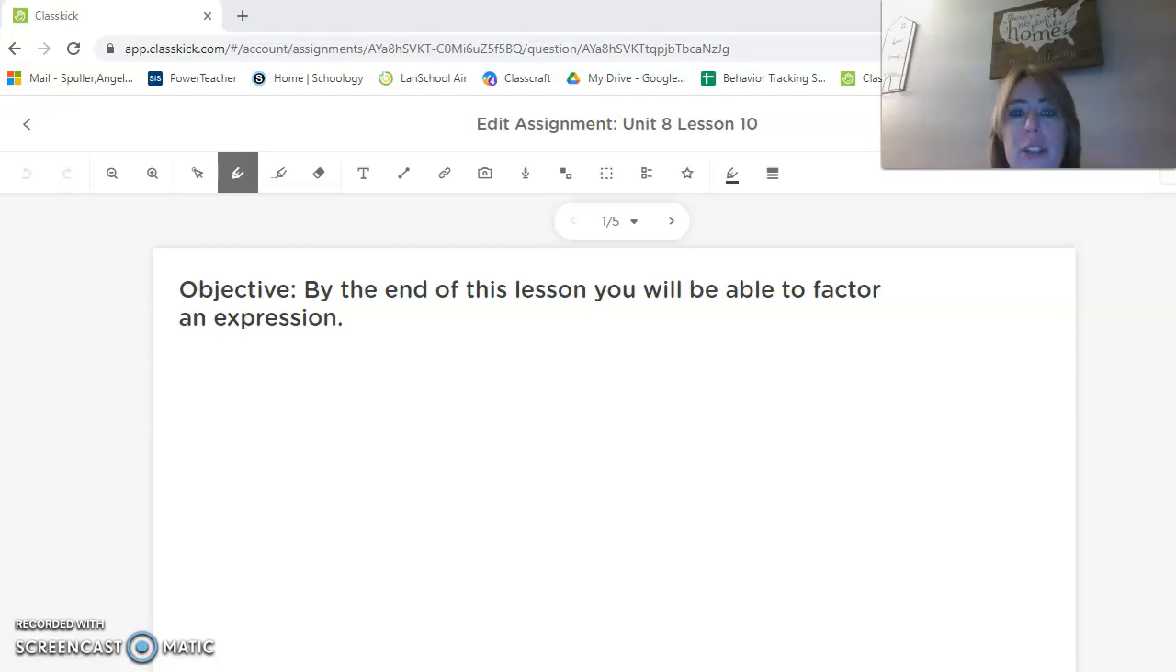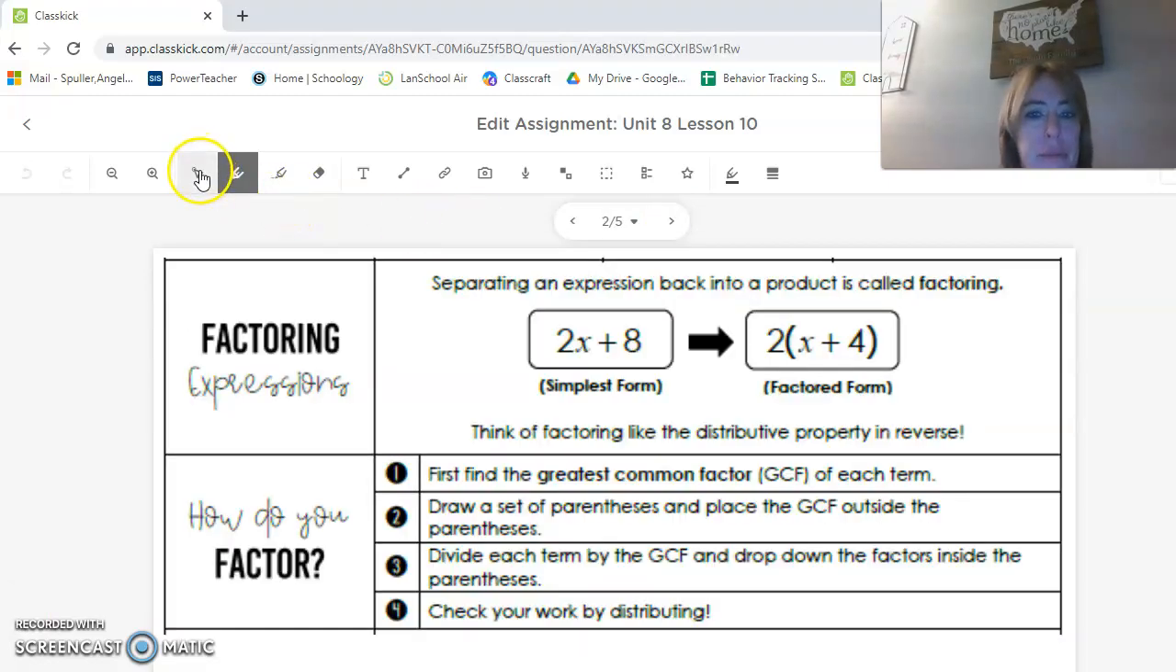By the end of this lesson, you'll be able to factor an expression. Factoring an expression is just separating expressions back into a product. It's called factoring. So here we have it in its simplest form. Here, all we did was divide to find out what parts.